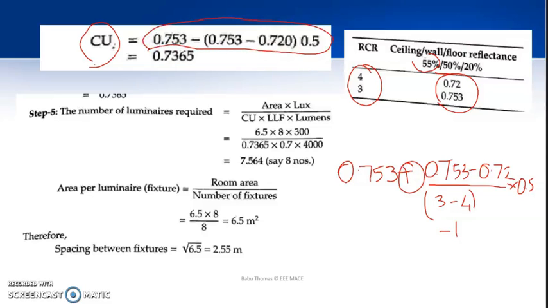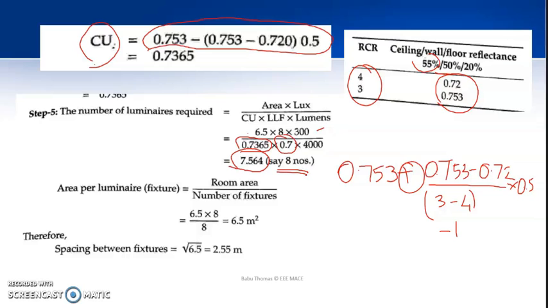Now you need to calculate the total number of luminaires required. The formula is area into 300 lux divided by 0.7365, which is the coefficient of utilization, and LLF is given in the question as 0.7, and therefore you are arriving at the number of luminaires. And again, the number of luminaires has to be an even number, and therefore you consider it as 8 numbers, and it will always be taken as an even number.